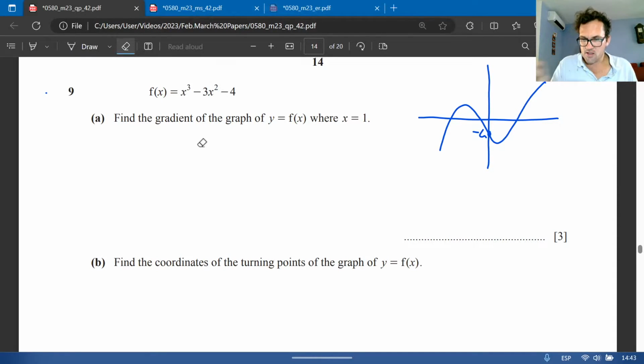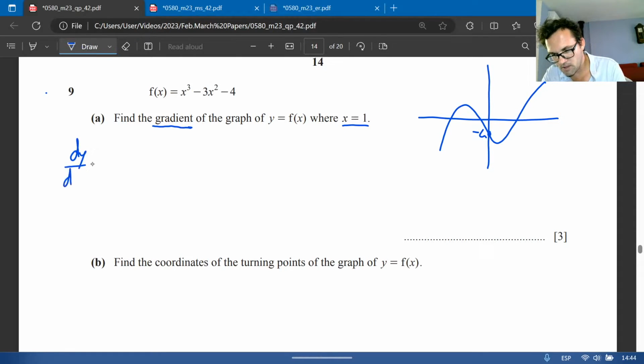It tells us to find the gradient where x equals 1. So the moment we're working with the gradient, we need to differentiate, dy over dx. Finding the gradient on any curve, you need differentiation. So let's see if you remember how to do this. Imagine there's a 1 there.